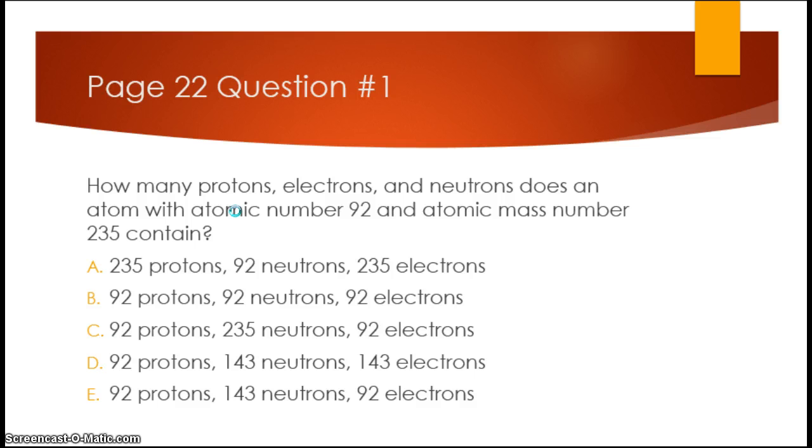All right, I assume that all of you have turned to page 22 now. We're looking at question 1, which says: how many protons, electrons, and neutrons does an atom with an atomic number 92 and atomic mass number 235 contain? Well, the first thing you need to do is break down what each of these things mean. The atomic number is always the same as the number of protons. So if we look at our answer choices and we know the atomic number is 92, we can get rid of choice A right away.